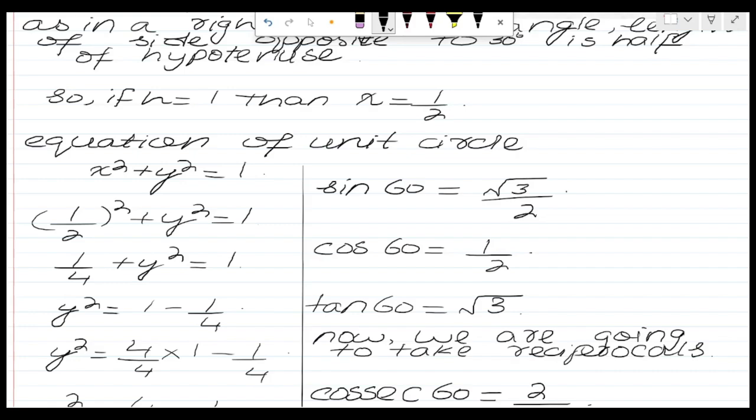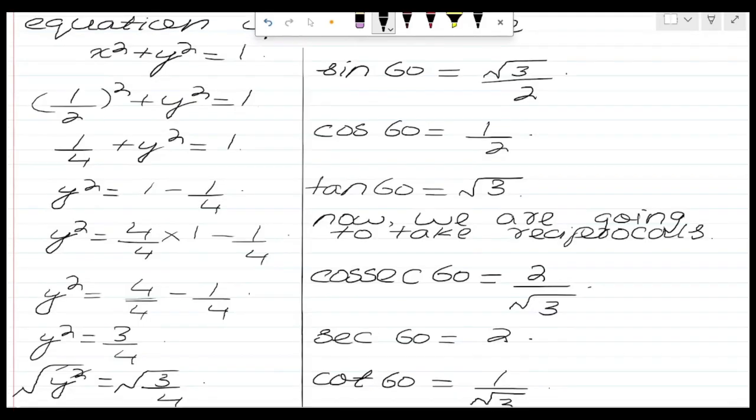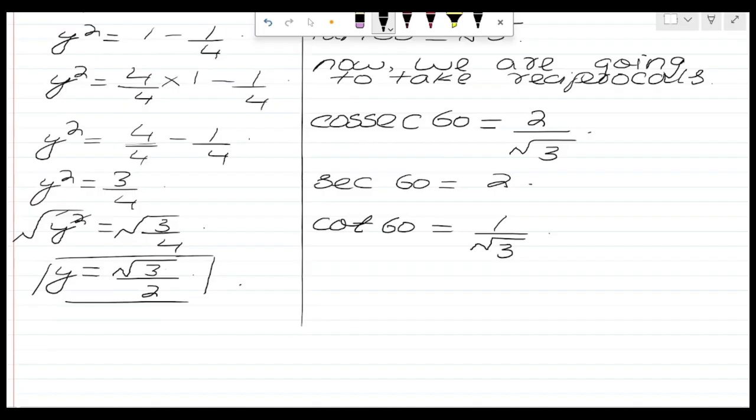So the reciprocal of sine is cosec. We can write cosec 60 will be equal to 2 over root 3, which is the opposite of sine. After that, for sec 60, the opposite will be only 2, or you can say 2 over 1. Then for tan 60, the opposite is cot and it will be 1 over root 3. So this is how you can find the trigonometric ratios of 30 degrees, 45 degrees and 60 degrees with the help of a unit circle.